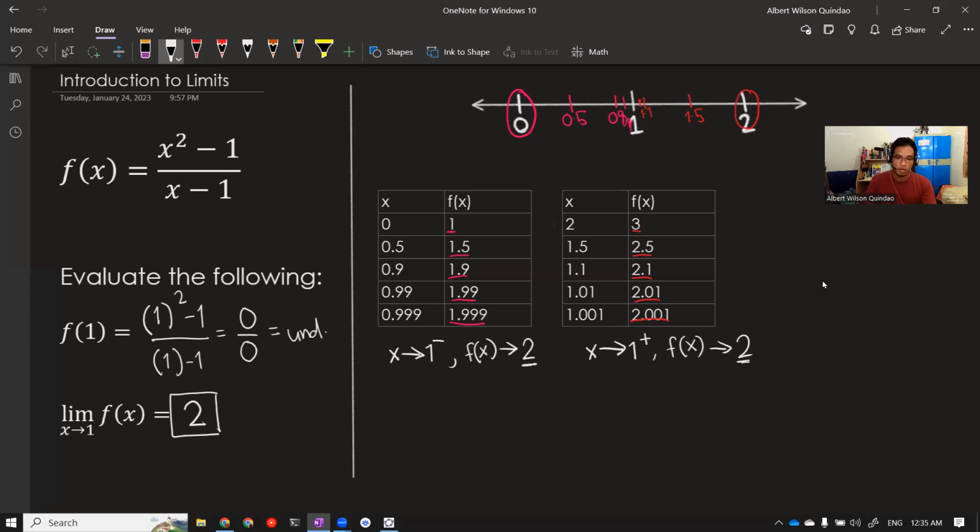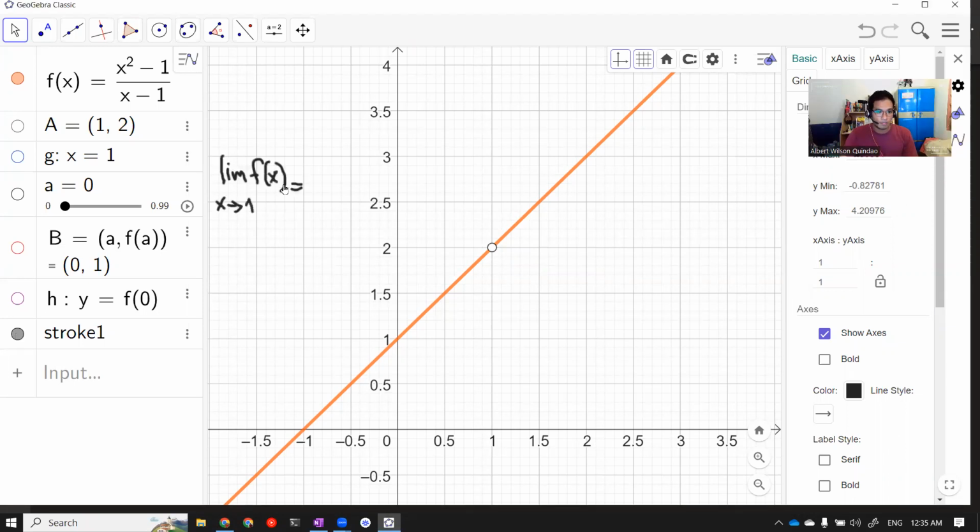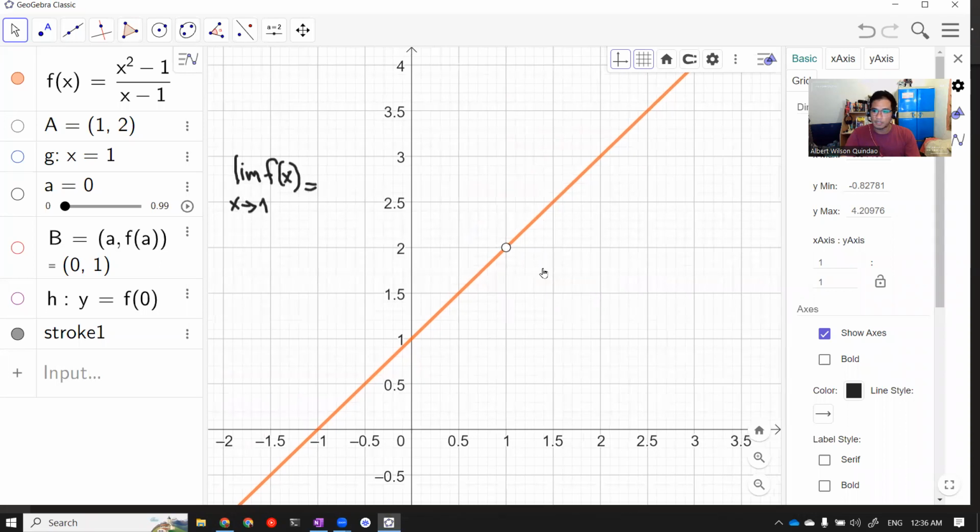Now, another way to estimate the limit is using graphs. And here, I have the graph of f of x equals x squared minus 1 all over x minus 1. And itatry nating hanapin yung limit ni f of x habang si x ay papalapit kay number 1. Pero this time, yung graph naman yung i-observe natin. Okay? So kung makikita natin yung graph ni f, para lang siyang normal na linear function, ano? Pero meron siyang butas dito sa x equals 1.